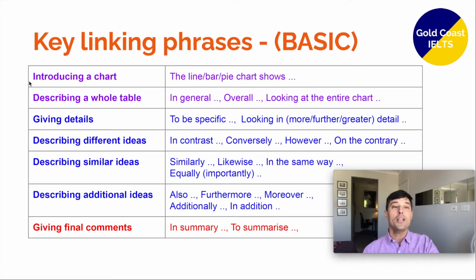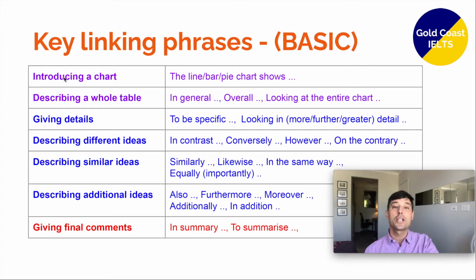So here are the key linking phrases. Basic. You can see we have purple color for the first introduction passage. We have blue color for the middle body paragraph, or details and comparison paragraph. And we have red for the summary or giving final comments paragraph. Okay guys, so let's take a look.